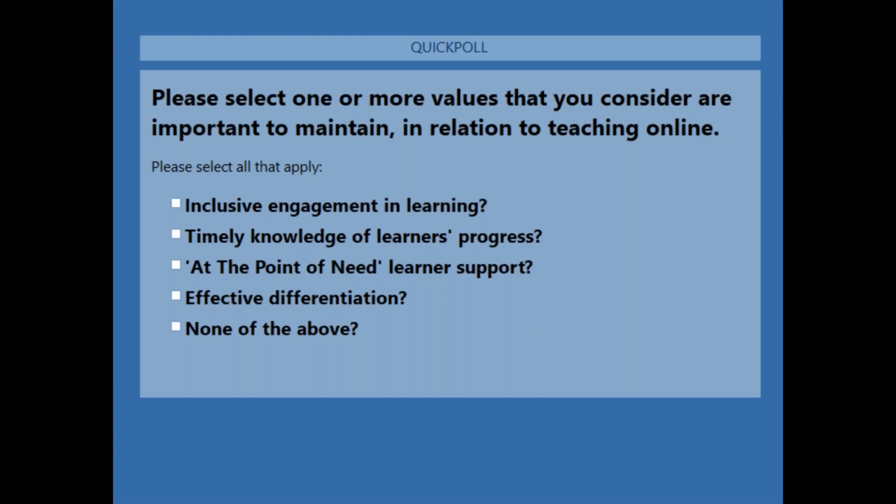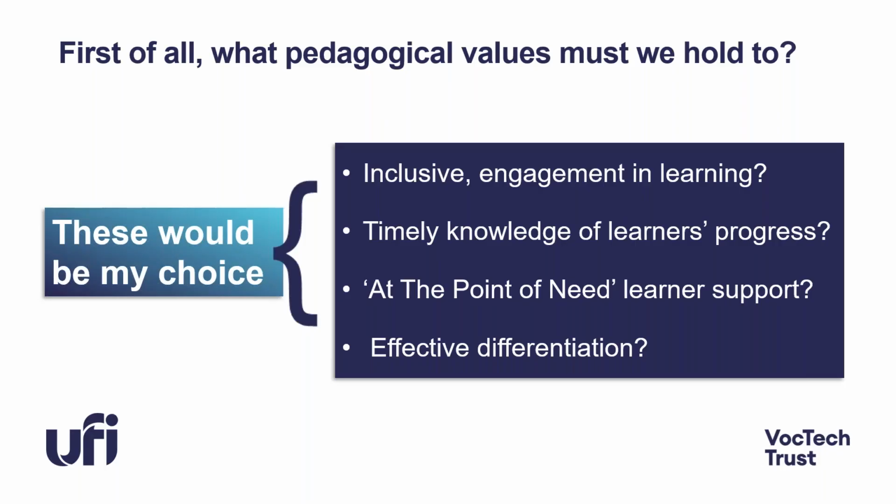It's going up. And 87% said inclusive engagement in learning. 69% said timely knowledge of learners' progress. 72% said at the point of need learner support. 69% have said effective differentiation, and 0% have said none of the above. Excellent. Thank you very much. I mean, all quite high, dropping a little bit as we move down that list, but clearly I've picked values, or the values that spring to my mind, I think you're broadly agreeing with.